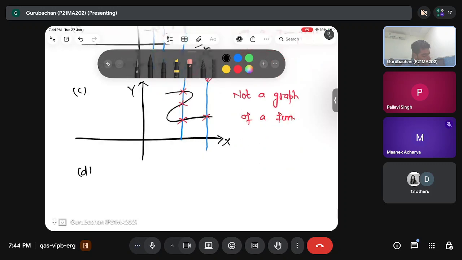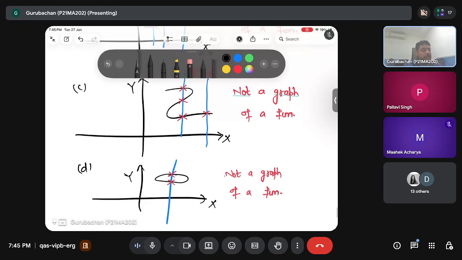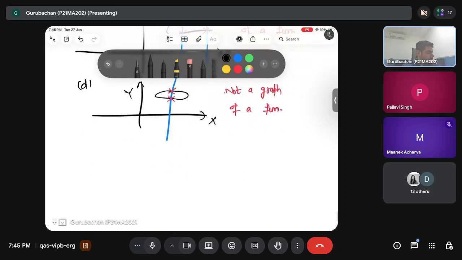D part. I am giving you an ellipse. See, it is the representation figure of an equation, but still it is not a function. So it is not a graph of a function. Clear to everybody? Yes, sir. Okay.